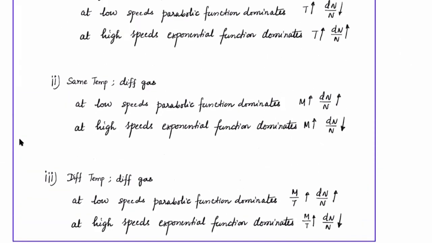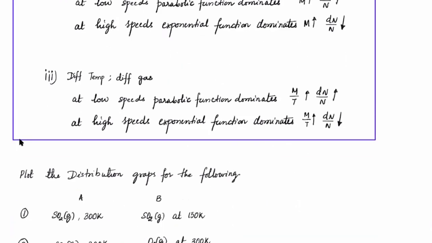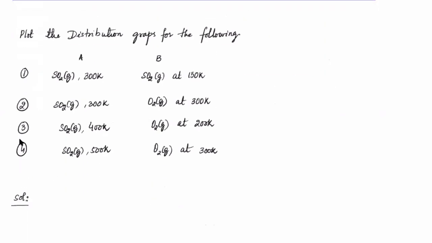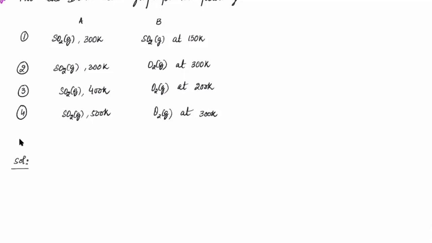Same way, same temperature, different gases. If molar mass increased, then dn by n will increase for the parabolic part, and dn by n will decrease for the exponent part. Different temperature, different gas, then just check out the m by T ratio. If the m by T ratio is more, the parabolic part dominates; the exponent part will be less. Okay, so this was asked in 2003. Got it?